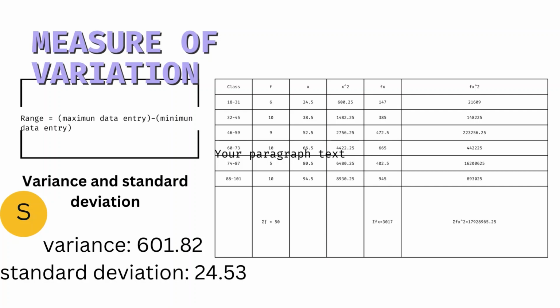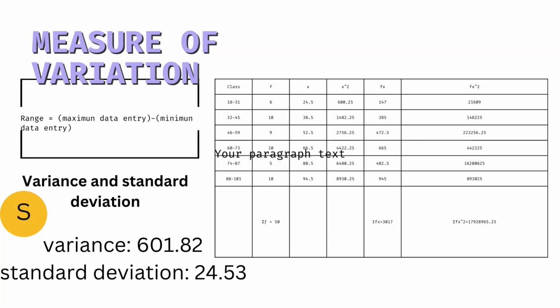Now I want to present about measure of variation. The range is the most straightforward measure of dispersion to calculate. It is calculated by separating the greatest and the lowest number from the data. The formula for range is maximum data entry minus minimum data entry. For this data set, the range is 101 minus 18, and we get 83.